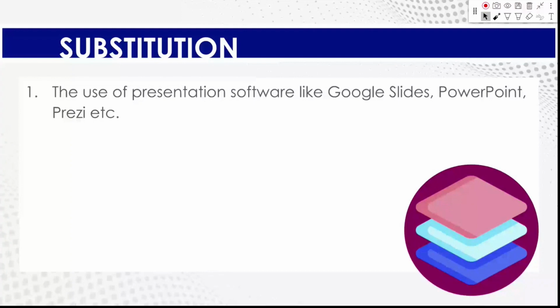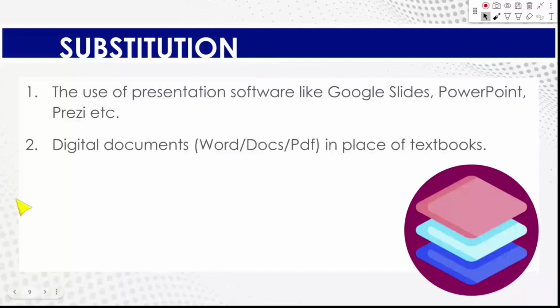Digital documents. So, for example, if instead of using textbooks, I'm now going to use PDFs, Word documents, Google Docs. I use that in the place of a textbook. Again, this has the potential to add things into it when I'm using digital documents. So this is the potential to very quickly move from substitution to augmentation.